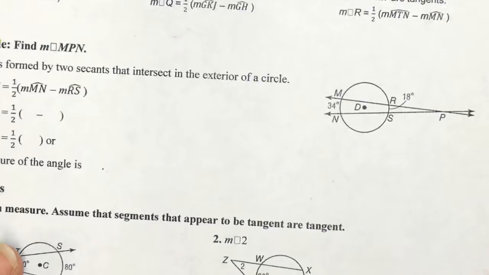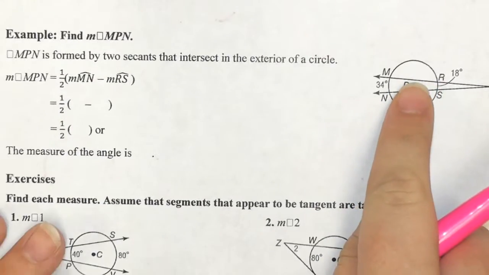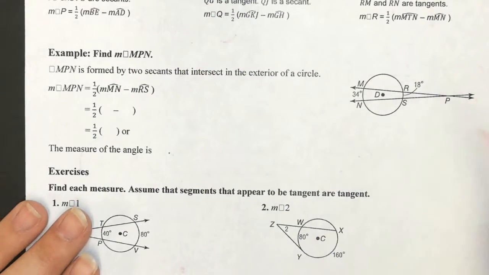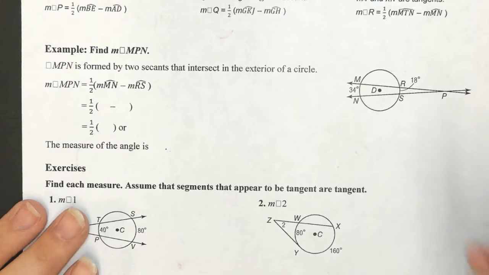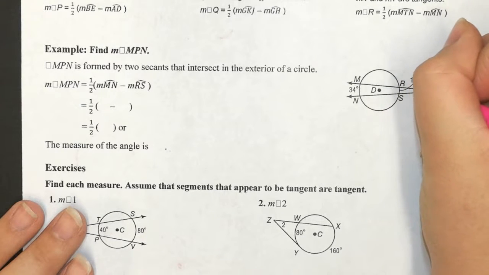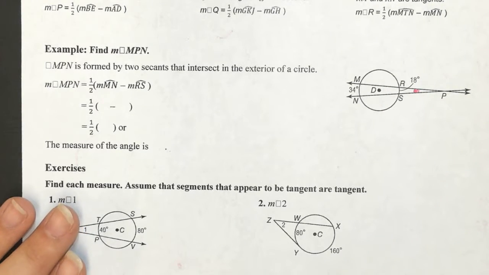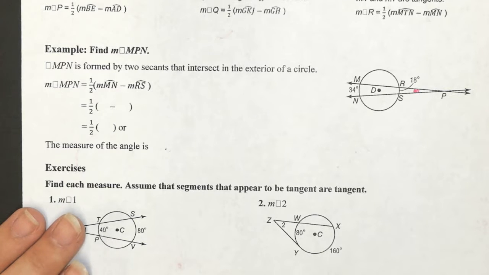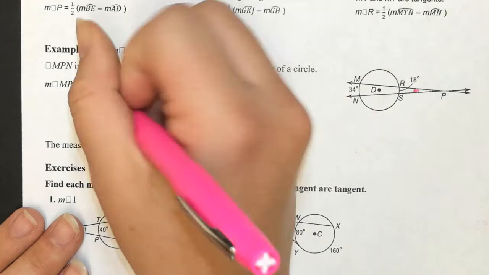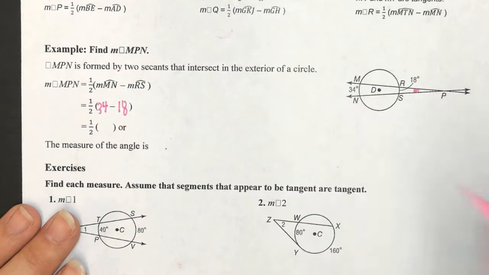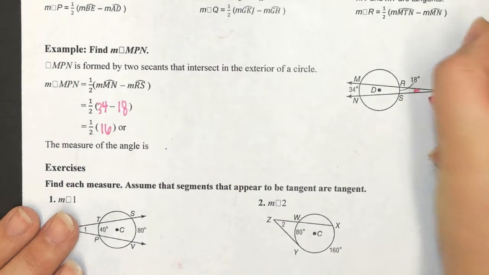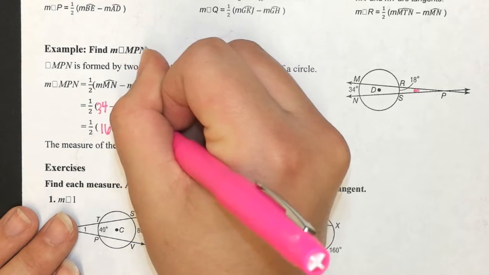So, in this example right here, angle MPN is formed by two secant lines that intersect in the exterior of a circle. So I am finding measure MPN, which is this little bitty thing right here. That's what I'm finding. So in order to find it, I need to take the big arc, which is 34, and subtract the little arc, which is 18. So 34 minus 18 is 16, which means my angle is 8 degrees.